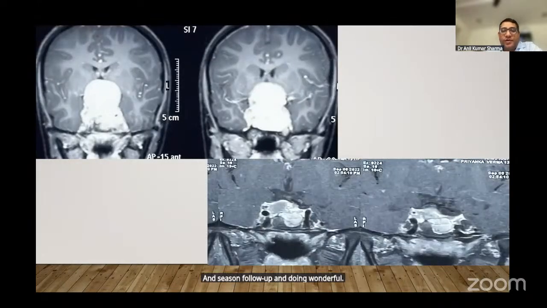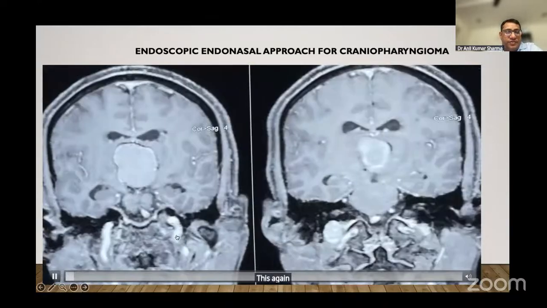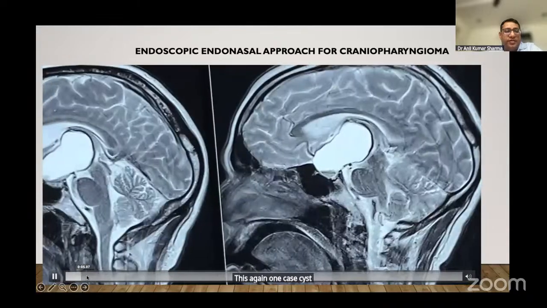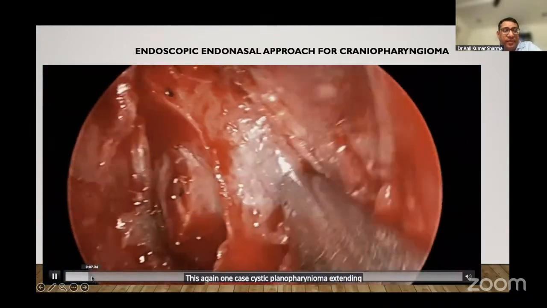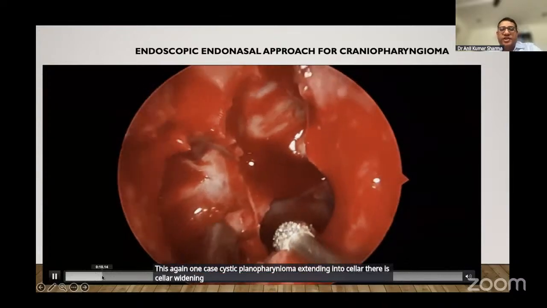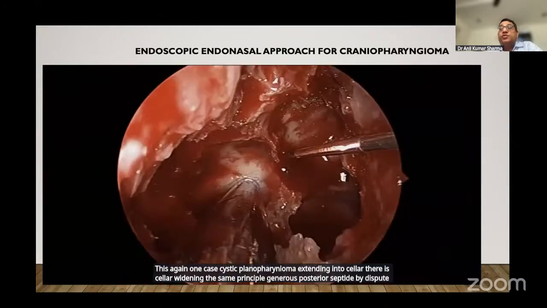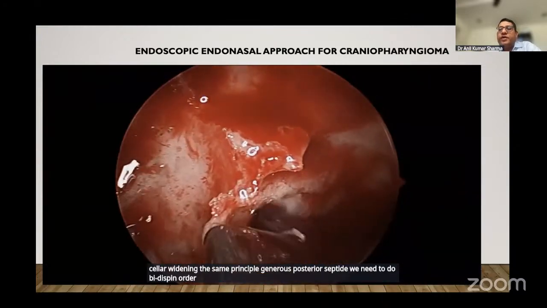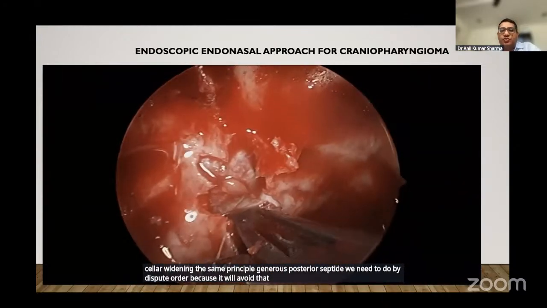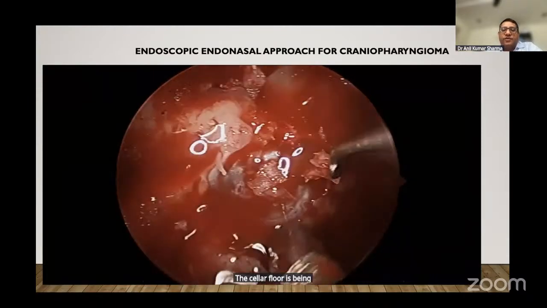These are the pre-operative and post-operative images. This is again a case of cystic craniopharyngioma extending into the sella. There is sellar widening. The same principle applies: generous posterior septectomy with sphenoidectomy. We need to do sphenoidectomy because it will avoid clouding of our instrument. After drilling, the sellar floor is being opened.